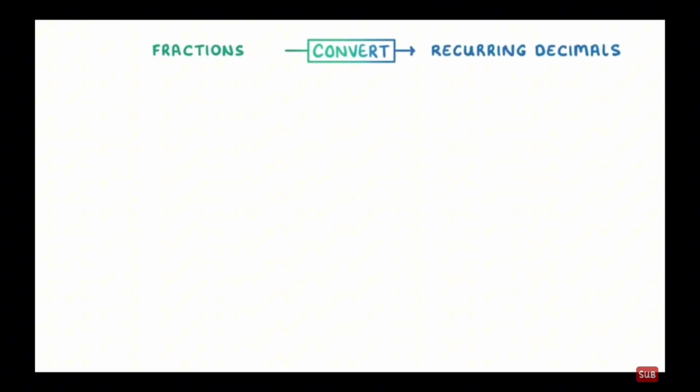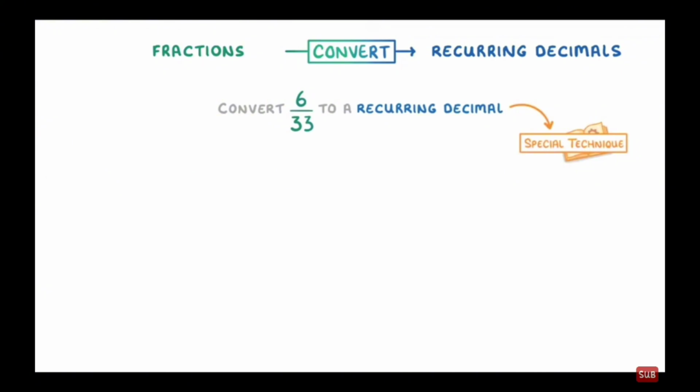In this video, we're going to look at how to convert fractions into recurring decimals. Now, normally when you convert a fraction into a decimal, you just do the numerator divided by the denominator. So to convert something like 4 over 5 into a decimal, we'd just do 4 divided by 5, which is 0.8. For fractions that are going to become recurring decimals though, like 6 over 33, things are a bit trickier, and they require a special technique.